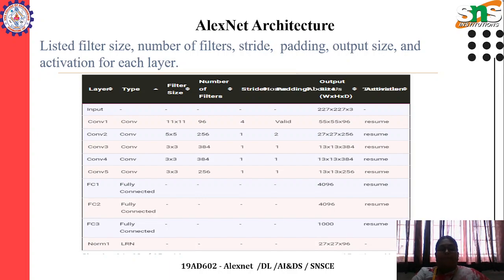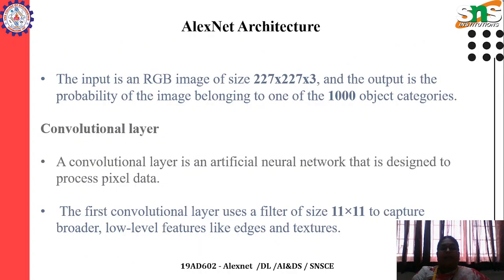And you can see the fully connected layers, we don't have filters for fully connected layers, nor for the pooling and normalization layers. Only these have sizes like width and 4096 we have. So this is how the architecture is laid out. Exactly, the input is an RGB image of size 227 into 227 into 3. And as output of the image, you have 1000 object categories.